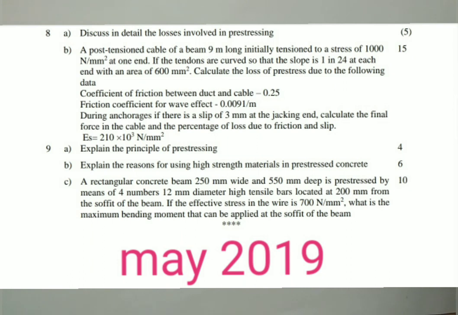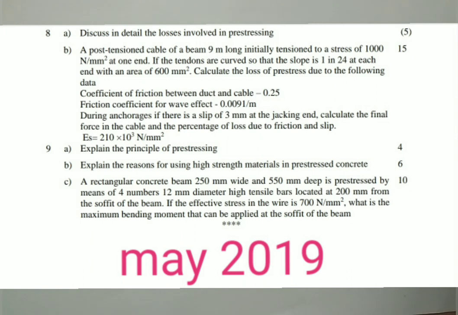A part, explain the principle of pre-stressing, which we have already discussed. It is asked for 4 marks. In the B part, explain the reasons for using high strength materials in pre-stressed concrete. Here you have to specify the need for high strength concrete as well as the need for high strength steel. Each carries 3 marks, together 6 marks.